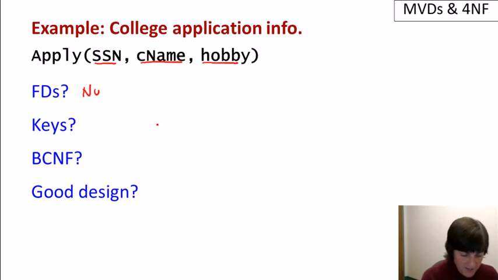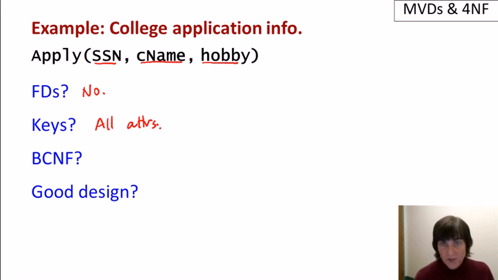So do we have any functional dependencies for this relation? Actually, we don't have any at all. The Social Security number does not determine the college name or the hobby or anything in the other direction. With no functional dependencies, the only key for the relation then is all attributes of the relation. So is this relation in Boyce-Codd normal form? As you might remember from the previous video, Boyce-Codd normal form says all functional dependencies have a key on the left-hand side. Well, since we have no functional dependencies, then the answer is yes. It is in Boyce-Codd normal form.